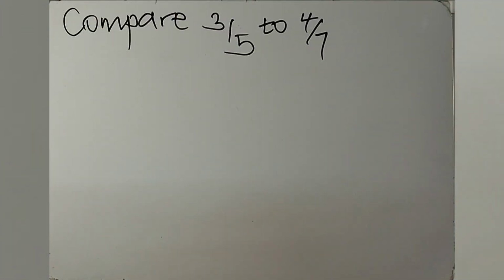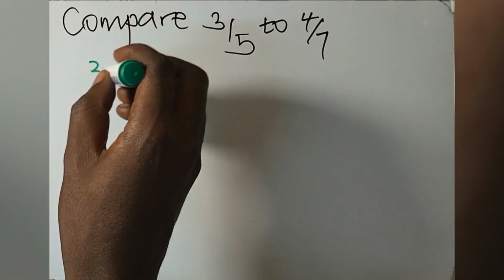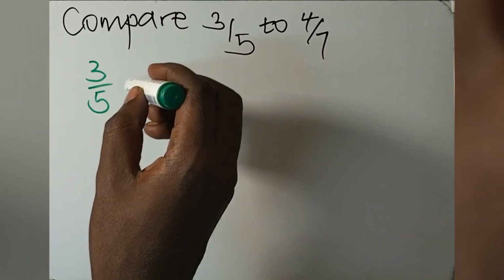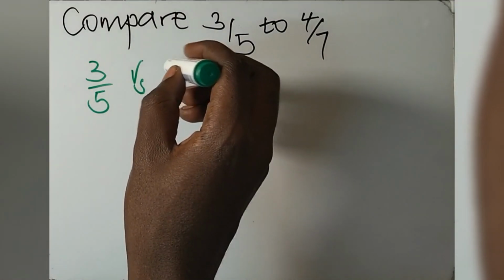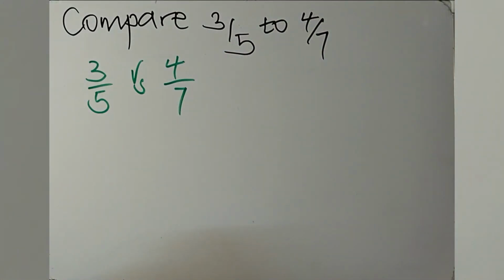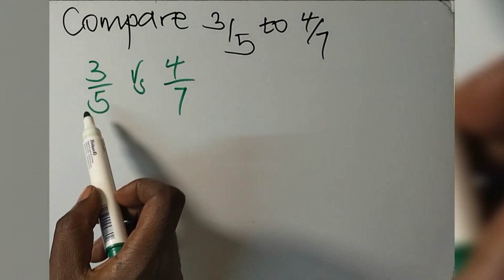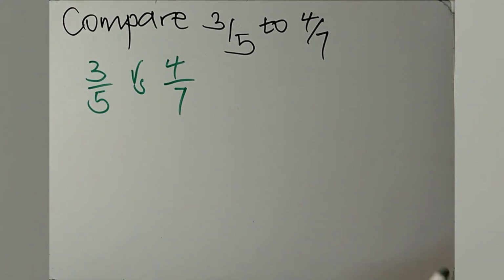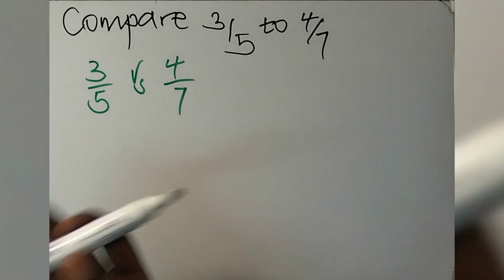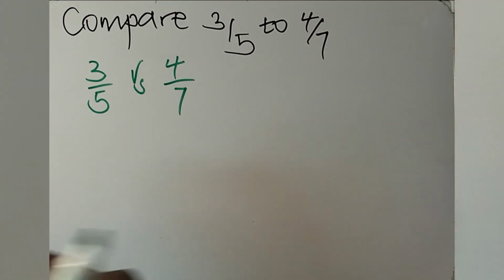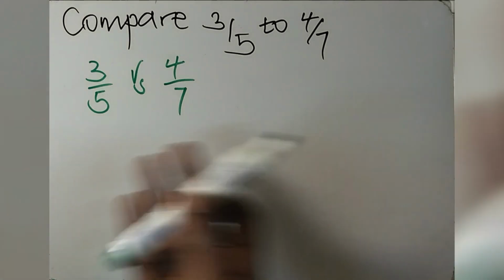Now, when comparing fractions and the denominators are not the same, we have to make them the same first. In this case, we are comparing 3 over 5 versus 4 over 7. As you can see, the denominators are not the same. 5 and 7 are not the same. To make the denominators the same, we apply the concept of the LCM. Since 5 and 7 are odd numbers, the LCM is 5 times 7.